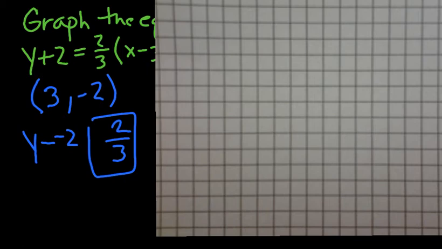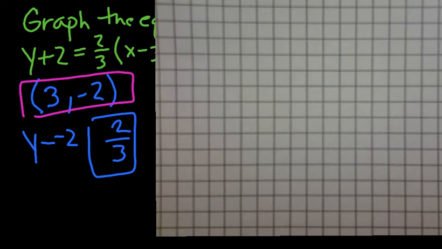Okay, so this is a lot like graphing with slope-intercept form, y equals mx plus b, only we're going to have a different starting point because there's no b. So our starting point is going to actually be the point. This is our starting point. So the first thing you do is graph 3, -2. So you go to your graph and you go over 3, 1, 2, 3, and down 2. Okay, so 3, -2. That's my starting point.